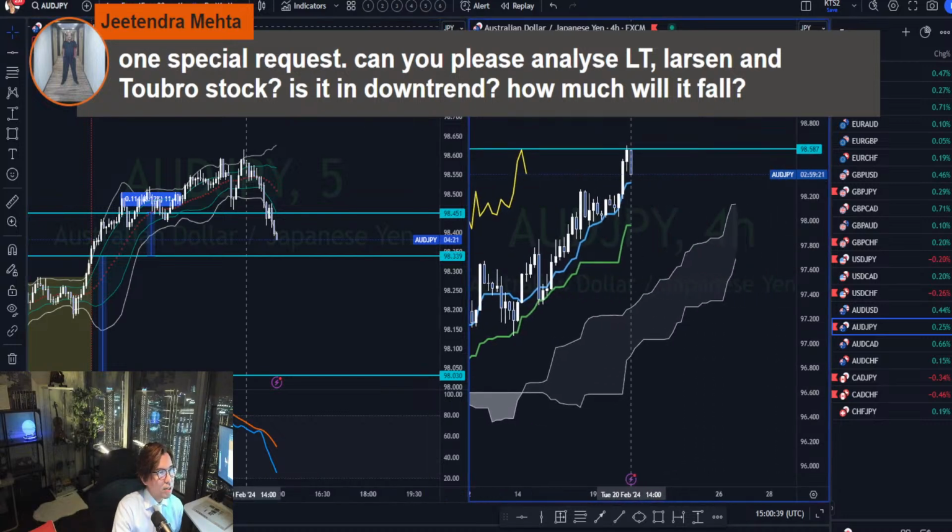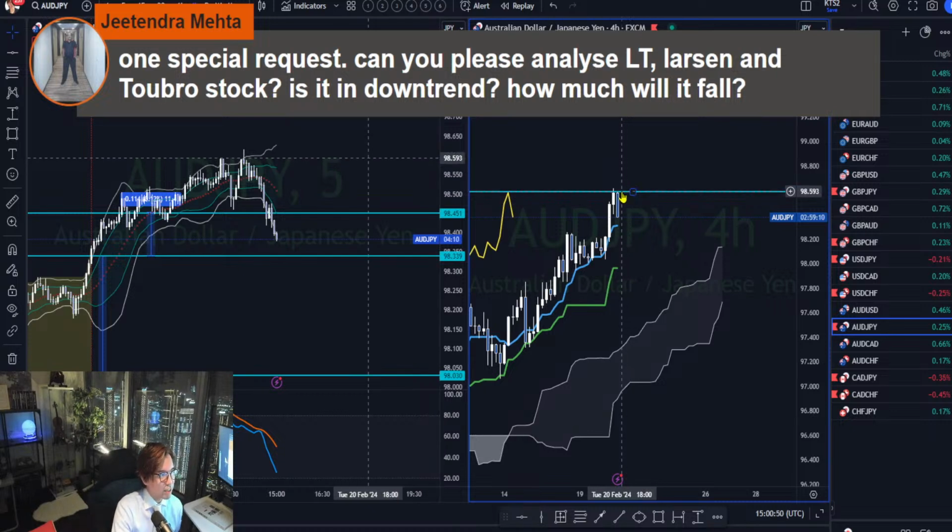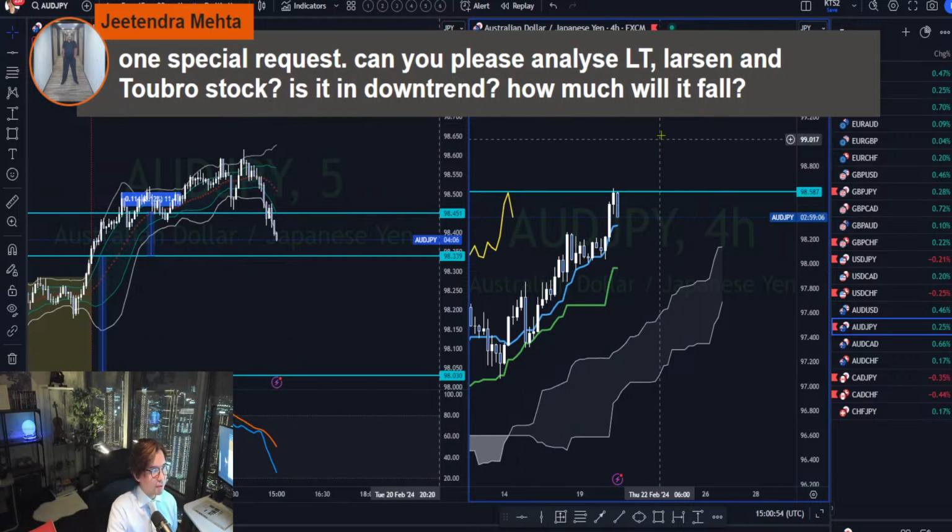Let me see. So here, AUDJPY, as I mentioned, 4-hour Kumo, Senkou Span A and Kijun-sen flat. And now the price is retracing all the way. So this is when I look for exit timing.